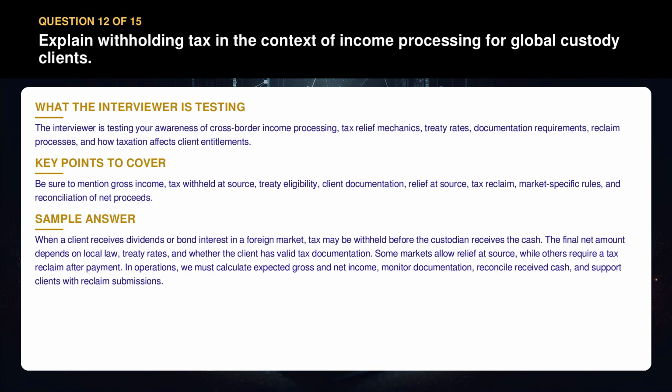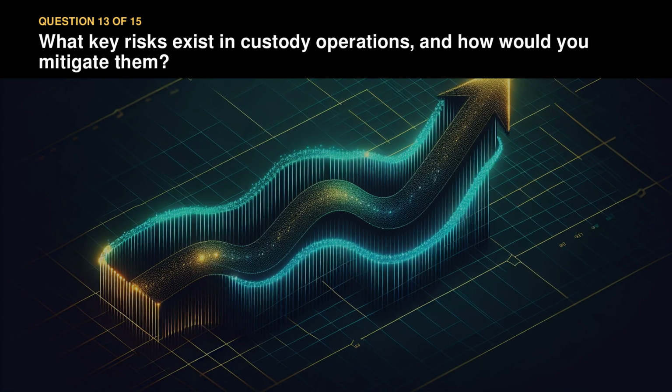When a client receives dividends or bond interest in a foreign market, tax may be withheld before the custodian receives the cash. The final net amount depends on local law, treaty rates, and whether the client has valid tax documentation. Some markets allow relief at source, while others require a tax reclaim after payment. In operations, we must calculate expected gross and net income, monitor documentation, reconcile received cash, and support clients with reclaim submissions.